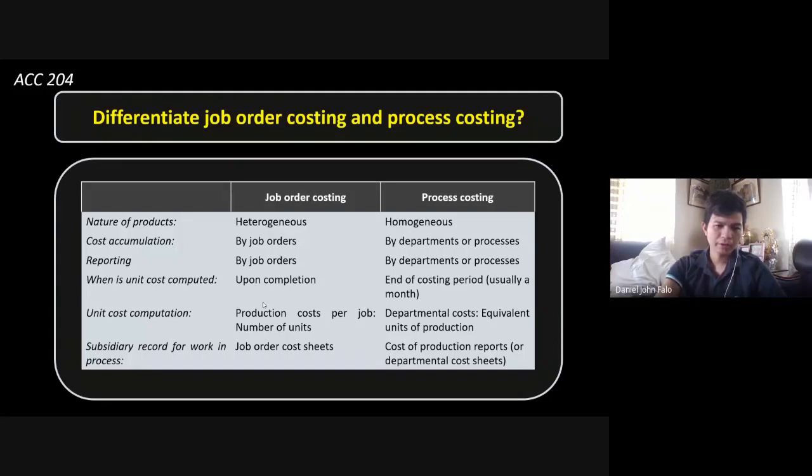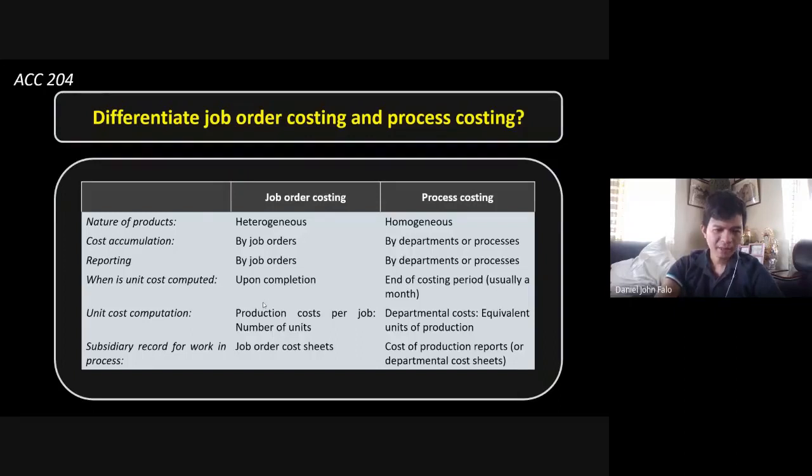Unit cost computation per job order costing: we have production cost per job and the number of units. Pag process costing, we are using what we call the equivalent units of production. Yung equivalent units of production, yan yung estimate of the number of units of production with the consideration of the beginning inventory, work in process, and those work in process that has been finished into finished goods.